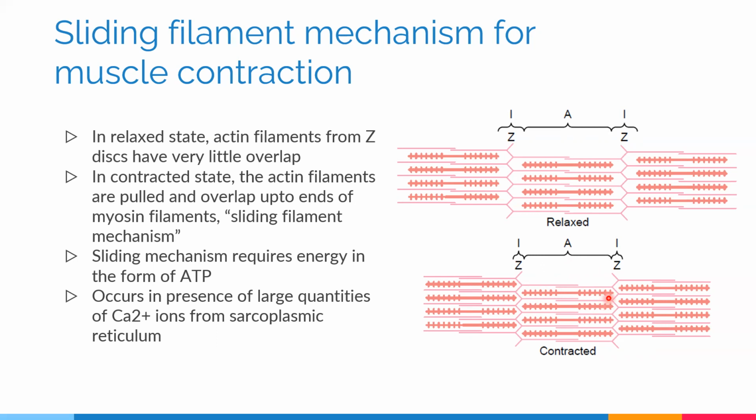This sliding filament mechanism, as you can see, has essentially decreased the length of the whole sarcomere. And this is where the contraction occurs. The sliding mechanism obviously requires energy in the form of ATP, and it occurs in the presence of large quantities of calcium. And where does the calcium ion come from? The calcium ion comes from the sarcoplasmic reticulum.